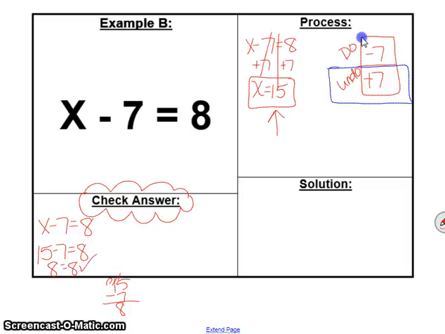Because those are both equal to each other, they're the same number, I can put a check mark next to it. If they were different numbers, then I would have to go back to see what I did in my process section. So my solution is 15. I did get the correct answer when I did that. If you flip your paper over, you have example C on the back.